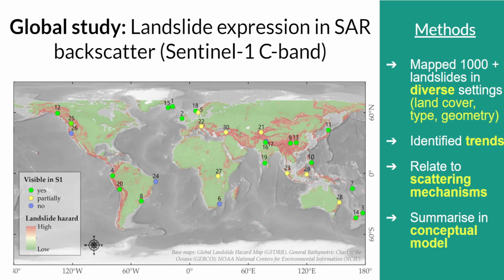looking at how landslides appear in SAR backscatter change images and what are the factors that control this. So in order to do this, we looked at a diverse selection of over 1,000 landslides from 30 case studies using the multi-temporal change images, which we saw before. Then we identified trends, relating these to the physical changes in scattering mechanisms, and then summarized the findings in a conceptual model. So I'm going to show some of the trends which were identified in the study.